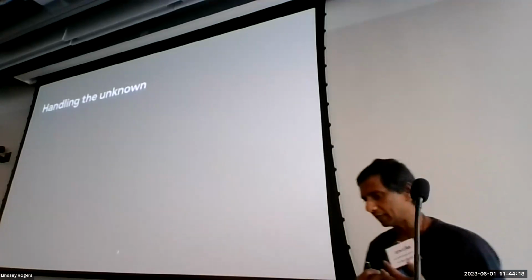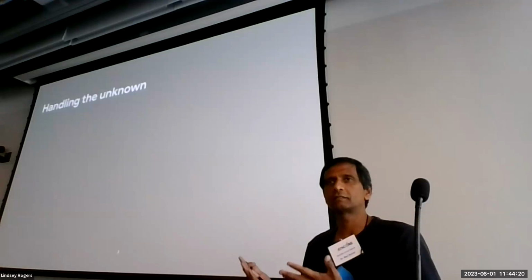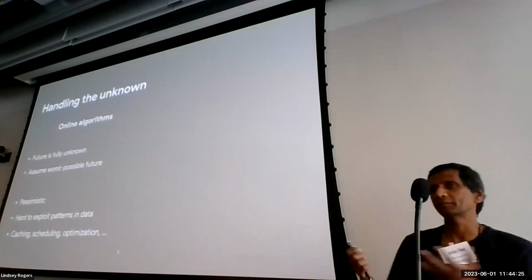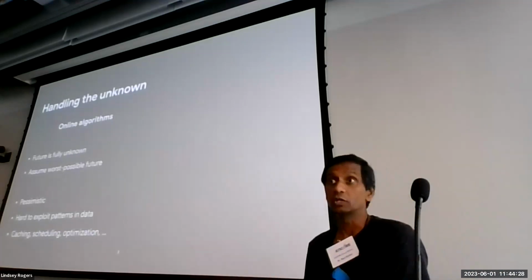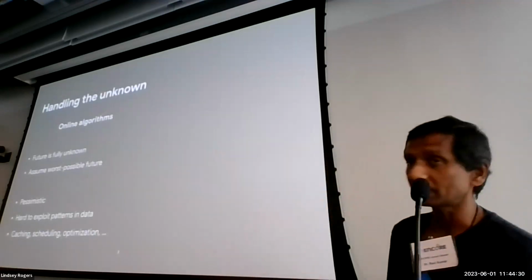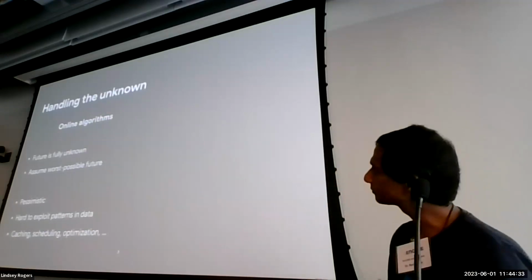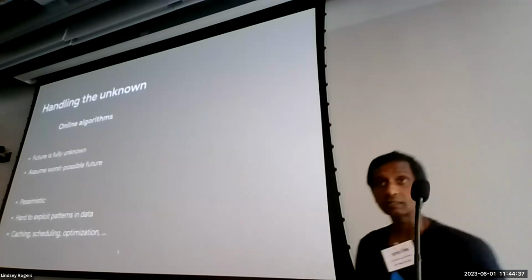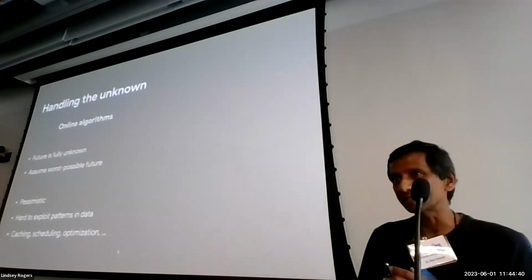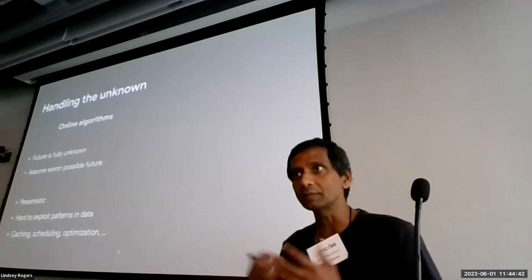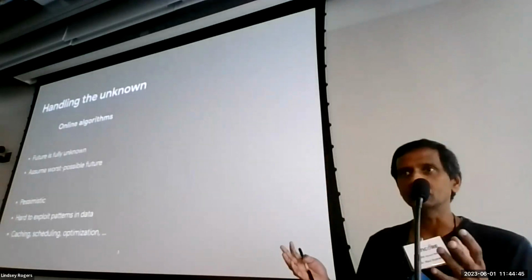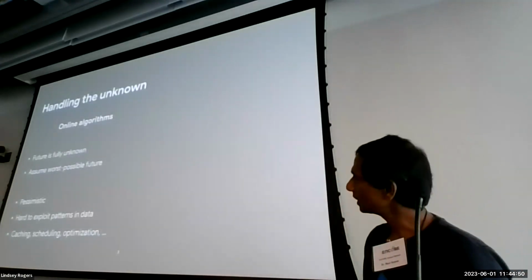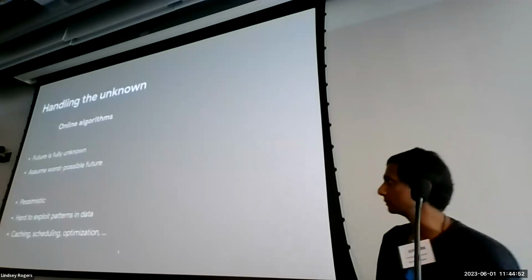If you take a step back and ask what this framework is trying to achieve, it's basically handling the unknown, right? We have some things going to happen in the future. We don't know what they are. And we want to design algorithms that can cope with such uncertainty. Online algorithms are one way of doing it. They assume that the future is fully unknown. So, in typical computer science fashion, they assume the worst possible case. Now anything can happen in the future, and you want to design algorithms to hedge against that. That's the paradigm in online algorithms.